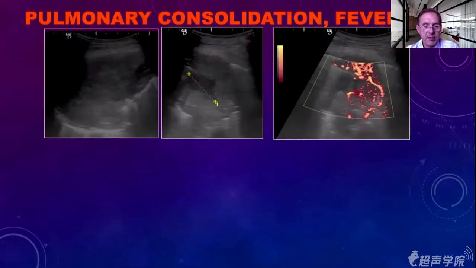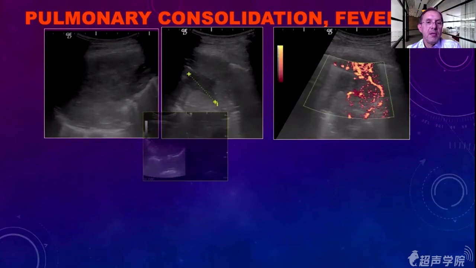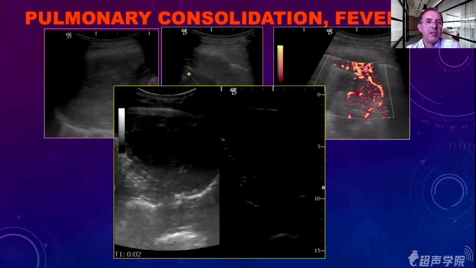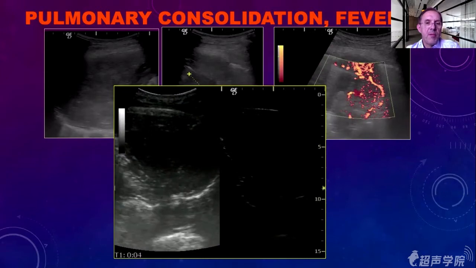Here we have a case of a patient with a mass in the lung. He starts to have fever and productive sputum with pus, so we suspect an abscess. We have injected contrast, and you see that the mass is starting to enhance.